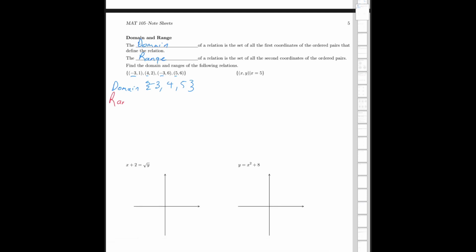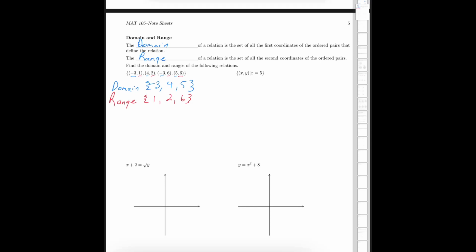Similarly, we can do the range, which is the set of the second coordinates. So if we look at the numbers listed here as second coordinates, that would give us 1, 2, and 6. Notice once again, even though 6 gets written twice, I don't list it twice in my range. Okay, so that's one example where we're using a finite number of items.